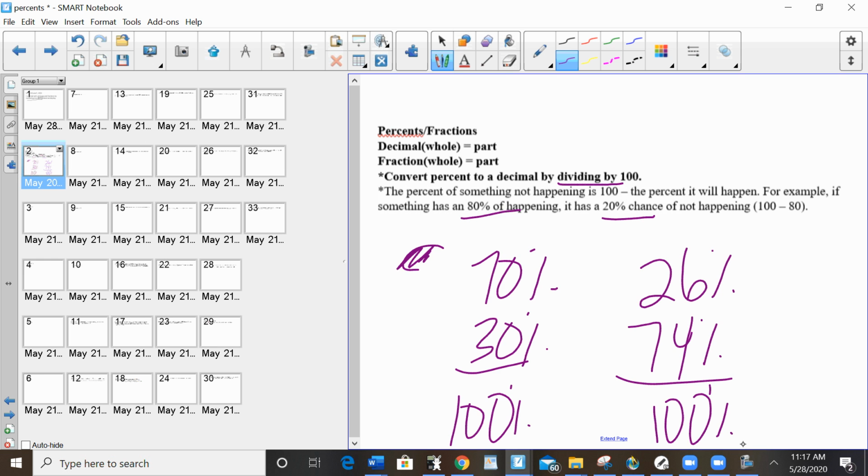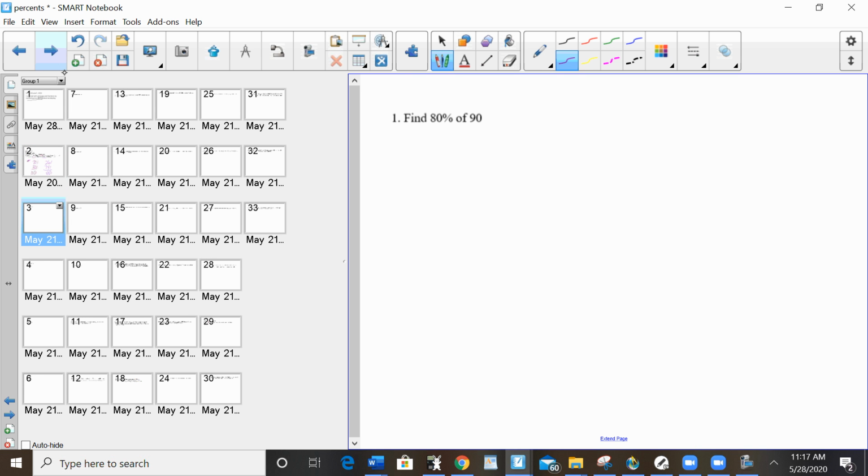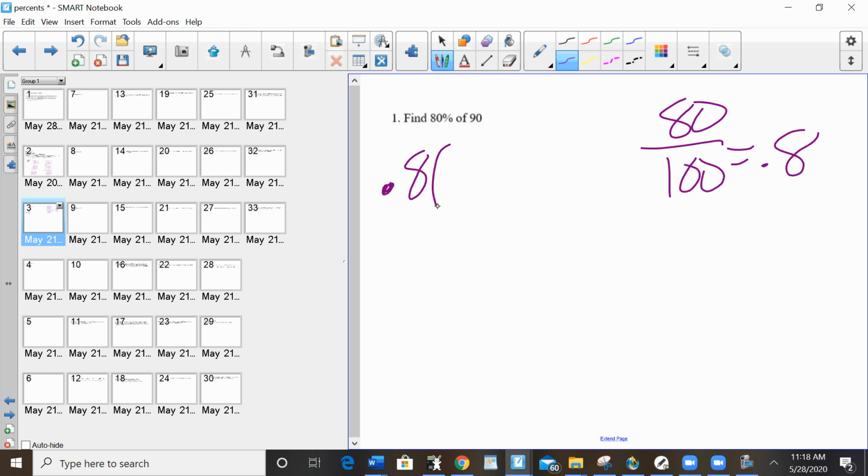All right, we did a lot of talking. Let's do some doing. Find 80% of 90. So I'm going to convert the percent to a decimal. We've done that a lot in this course already by dividing by 100 or moving the decimal 2 places to the left. Either way, it's 0.8. So if I want 80% of 90, I convert the 80% to 0.8, and I multiply by 90.